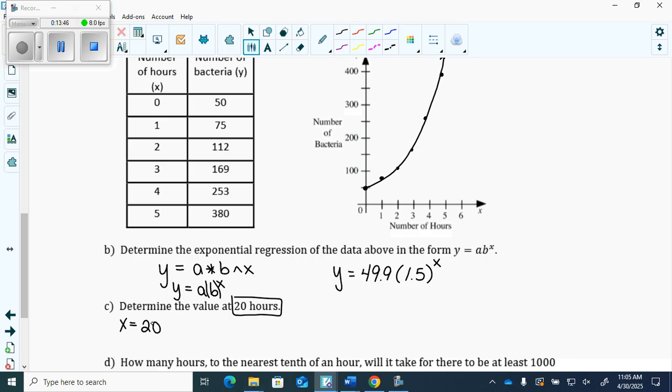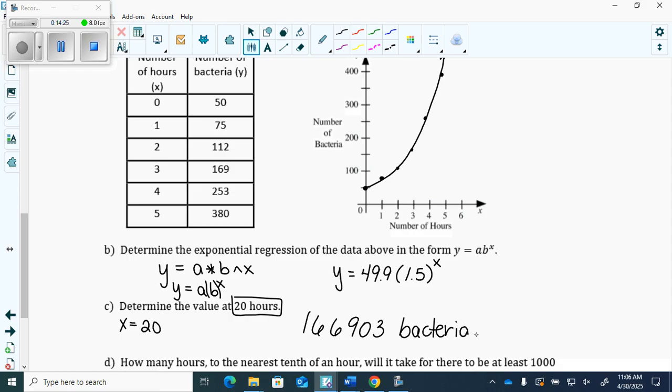Oh my goodness, I get an error. Why do I get an error? My x max is 10. I need my x max to be 20. The second trace value 20 after you change your x max to be bigger. So we have a substantially large population of bacteria here. 166,903 bacteria.